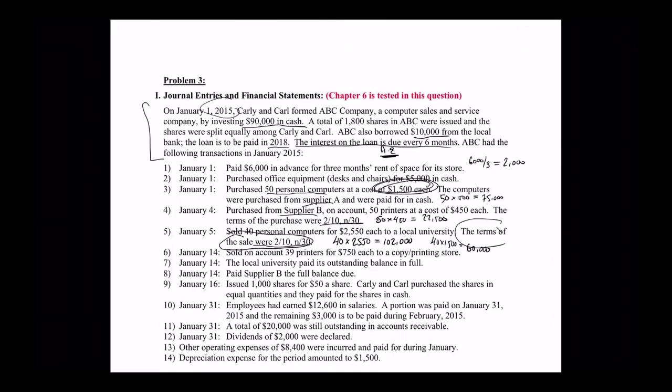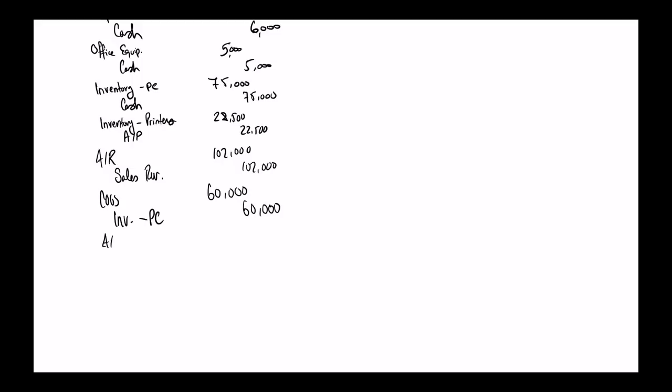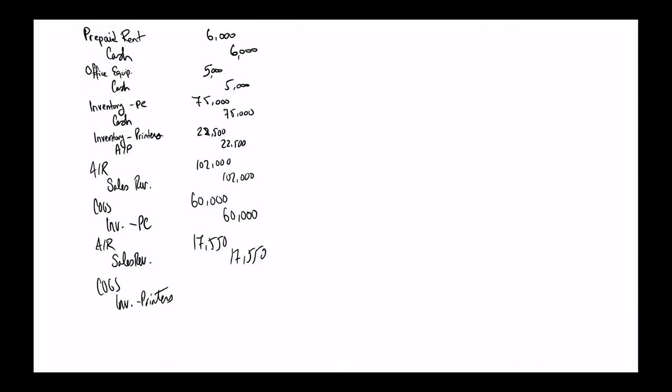Next, sold on account 39 printers for $750 each to a copy printing store. So 39 times 750 is equal to 17,550. So it's on account, so debit accounts receivable once again, and credit sales revenue for 17,550. And once again, we go to cost of goods sold, inventory, this time it's printers.